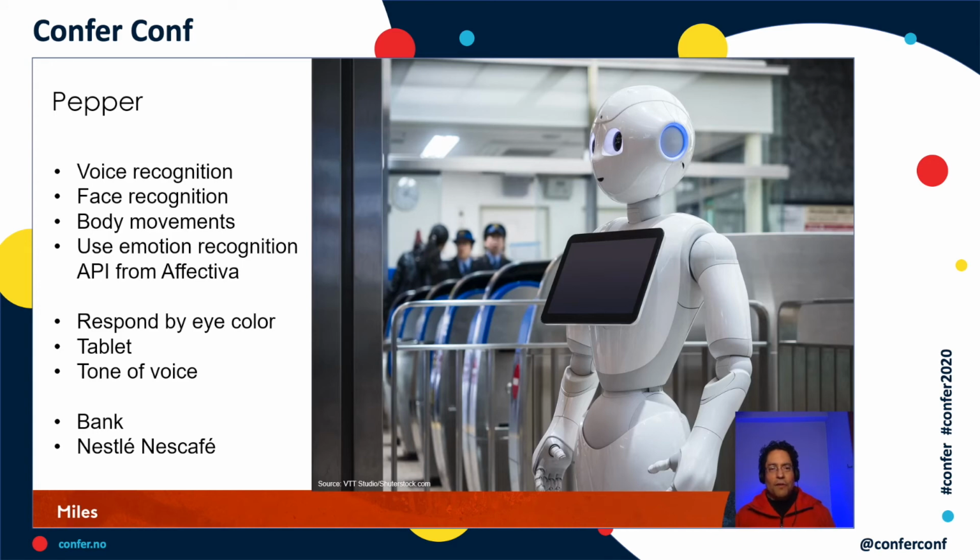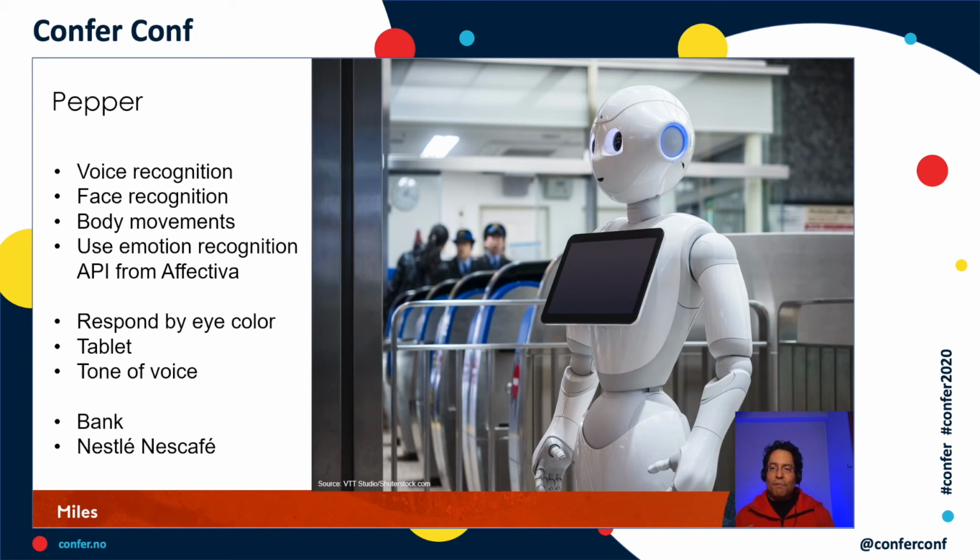I want to talk about Pepper. Pepper is a robot developed by a Japanese company called SoftBank Robotics, and they are focusing on making robots that can adapt to humans. Pepper was introduced in 2015, and it determines the emotions of the people around him by utilizing both voice and face recognition as well as body movements.